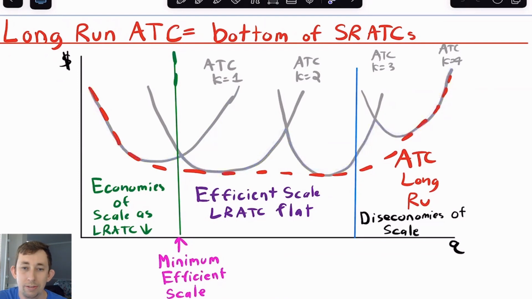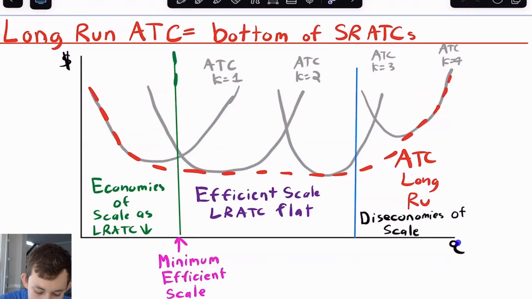Now, what are all of these short run average total cost curves representing? Well, remember in the short run, we're fixing the number of ice cream machines that Bill can have. So this is the short run average total cost when Bill has 1 ice cream machine, 2 ice cream machines, 3 ice cream machines, and 4 ice cream machines.